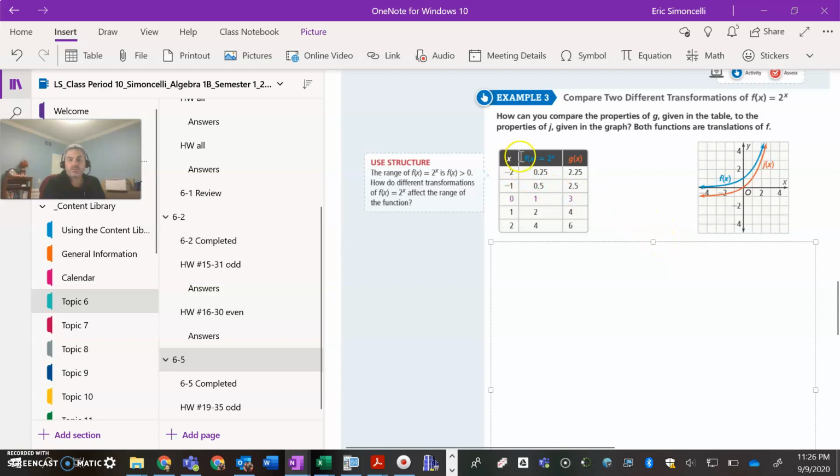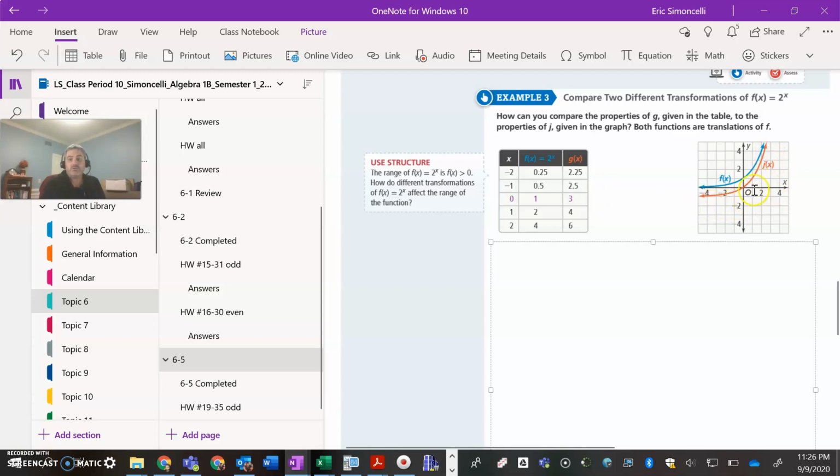The f of x table highlights these 5 ordered pairs, and you do see that on the graph with f in blue. While the g function, although you don't see it obviously on the graph, they give you some nice y values to assess. So negative 2 yields 2.25, negative 1, 2.5, and so on. So again, how do we compare the properties of g, given in the table, to the properties of j given in the graph?